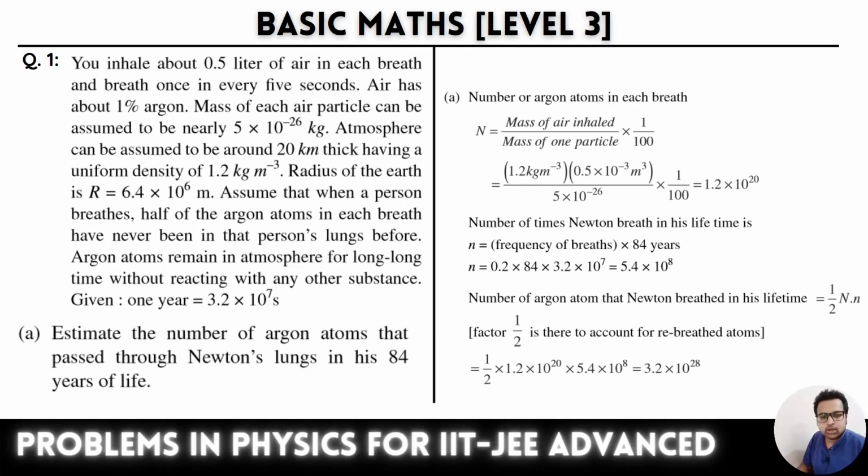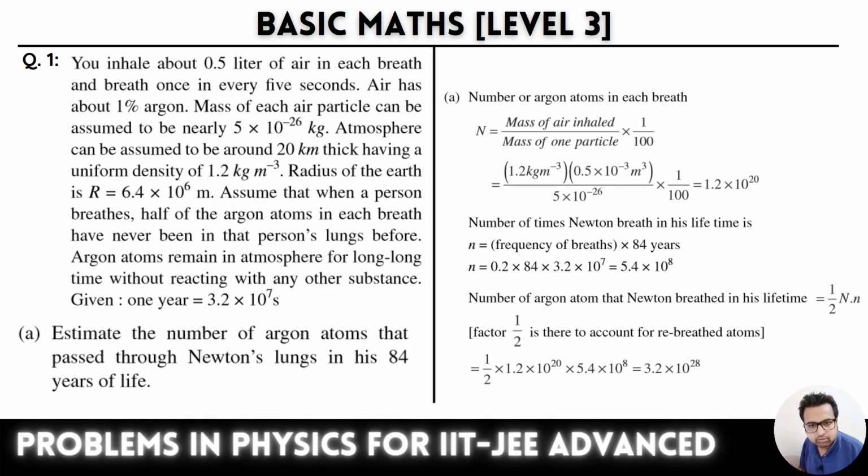Now the mass of each particle is given. When you inhale, there will be lots of particles, so we have the mass of all those particles that we calculated. It is given that the mass of one particle is 1.55 into 10 to the power of minus 26 kilogram. So if we divide the total mass inhaled by us by the mass of one particle, we get the total number of particles inhaled by Newton.